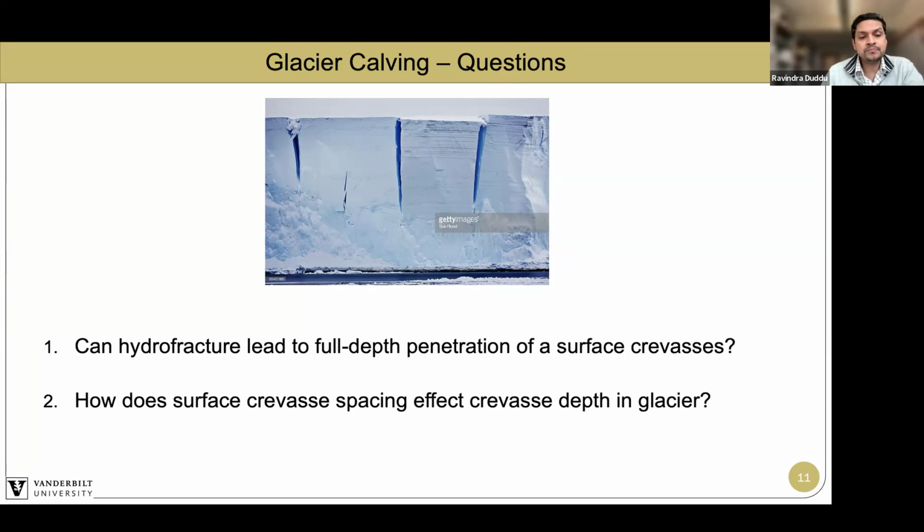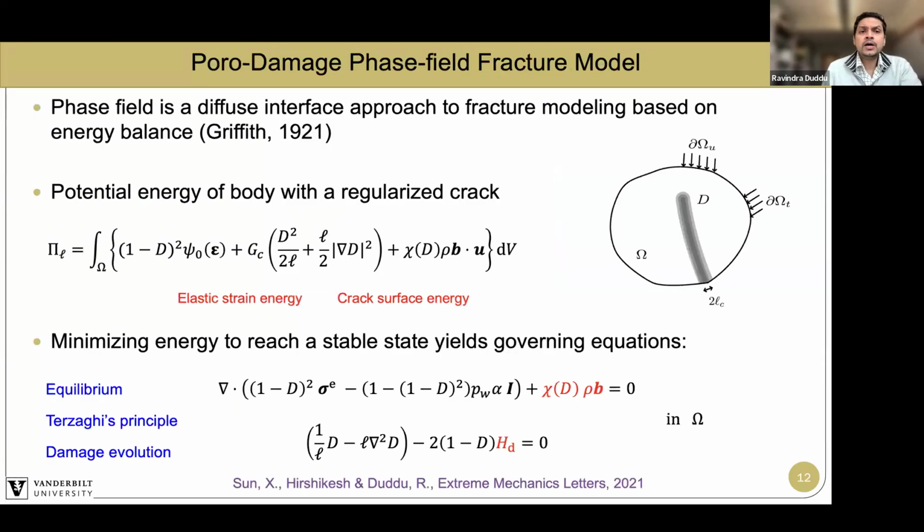The next question is, how does surface crevasse spacing affect crevasse depth in the glacier? And this is the part that neither the Nye zero stress nor the LEFM models particularly describe, because of various reasons. We can get into it if anyone's curious. But before I go into the phase field, I want to talk a little bit about what the so-called poro-damage phase field model does.